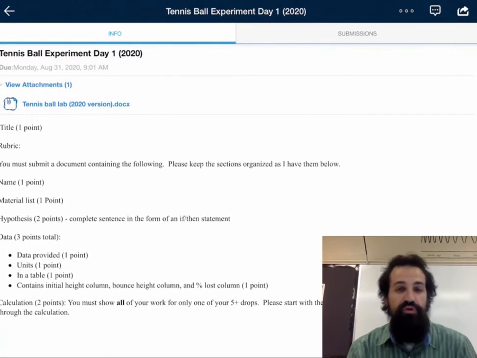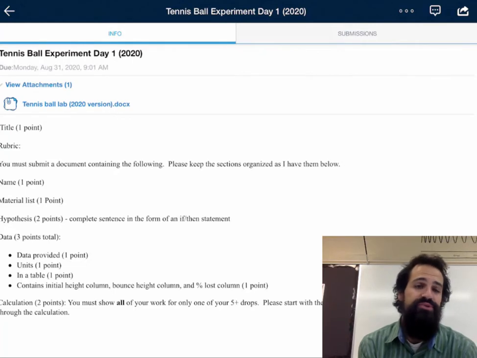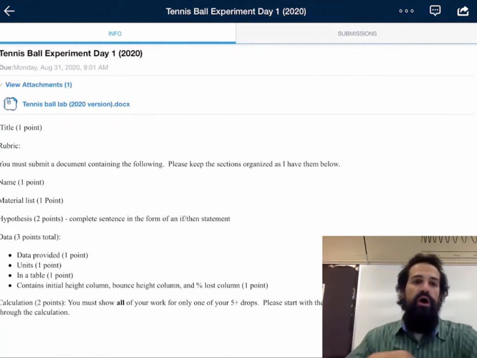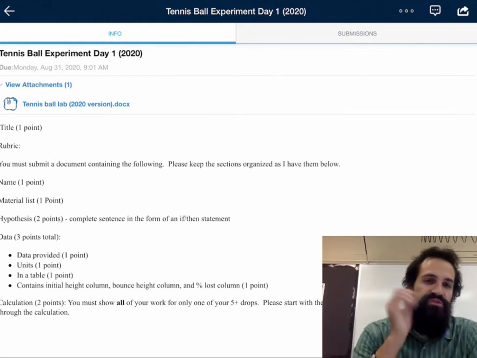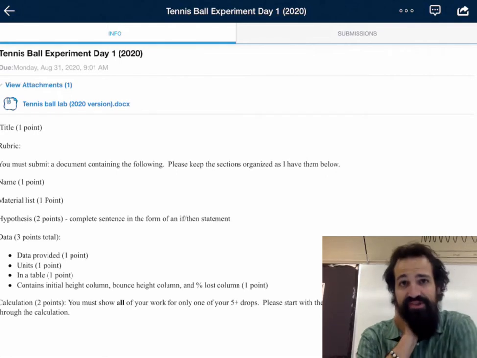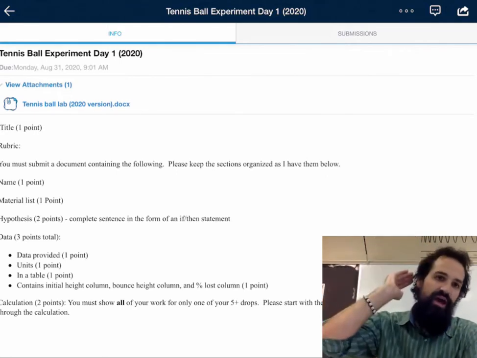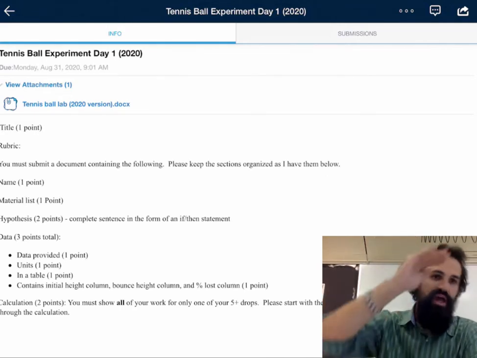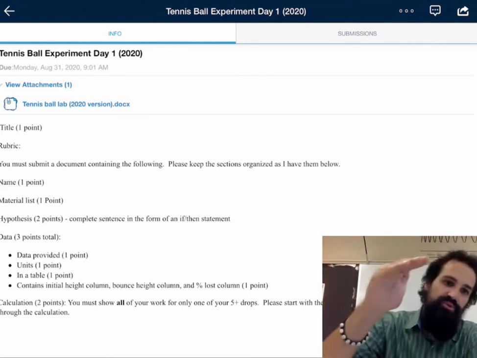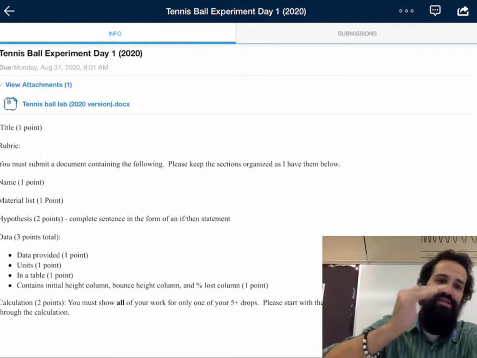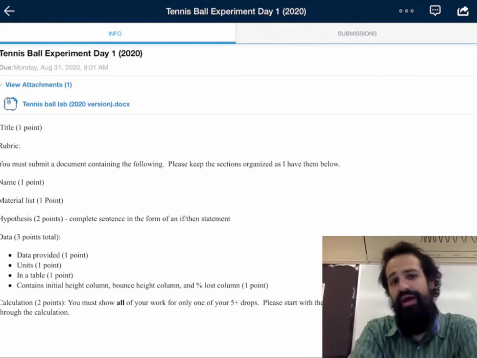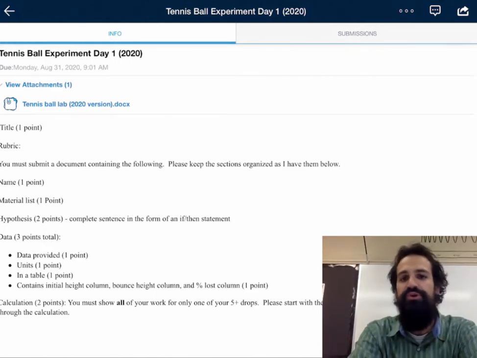So if you go back to the front page, this is the rubric for what is due during the next class period. This is all of what's due for day 1 of your experiment. You have to submit a document containing the following, and please try to keep the sections organized. So have a title section, have a material section, have your name written clearly at the top, have a hypothesis section and tell me what your hypothesis is, have a data section where you include data in there, and have a calculation section where you do your calculations.